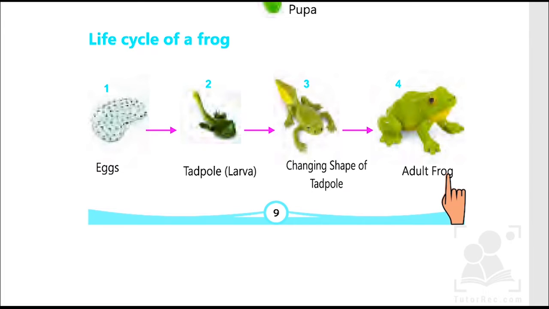So the purpose of this chapter is to understand the stages of living things, the life of a living being, to understand where it started and what it becomes as a final product.